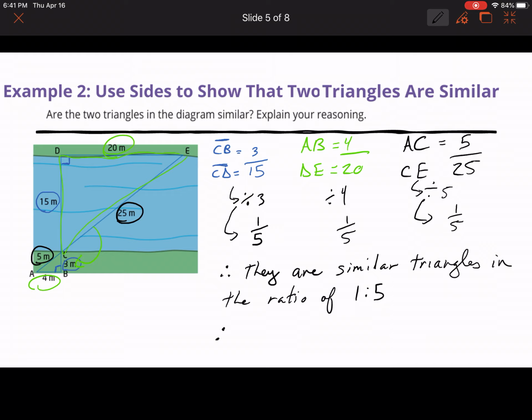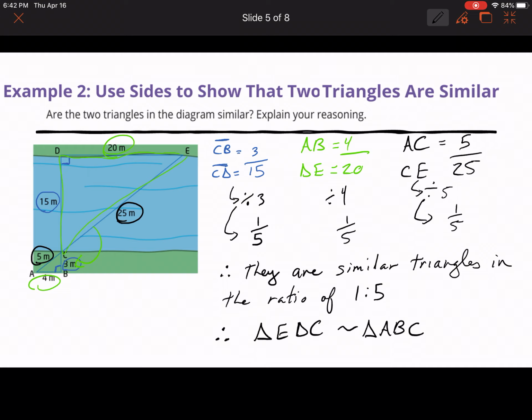So therefore, triangle EDC, and this is the symbol, not quite equals, but similar, if you want to use it, they are similar triangles in the ratio of 1 to 5. Or you can write, therefore, triangle EDC is similar to triangle ABC, is how you would say that.